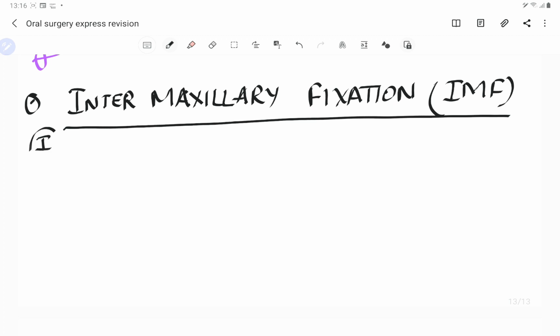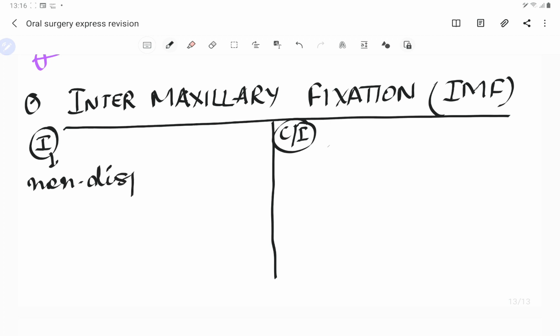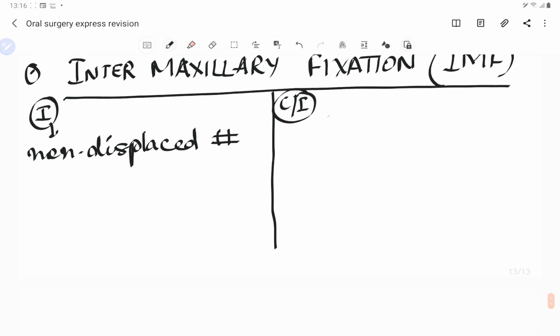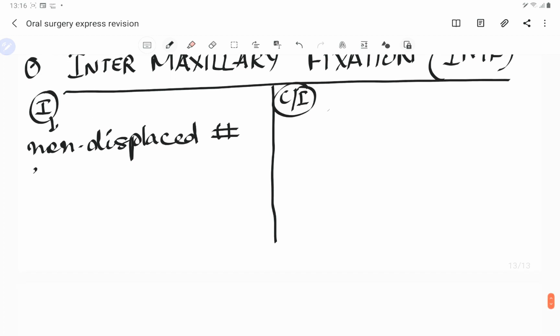So what are the indications and the contraindications of intermaxillary fixation? Where can we use it, where can we not use it? So in case there is a non-displaced fracture, right? The fracture is not displaced, we can go for intermaxillary fixation, and this is a kind of closed reduction procedure. Or in case where there is a grossly comminuted fracture. So fractures we will be talking about after we cover the principles and basics.